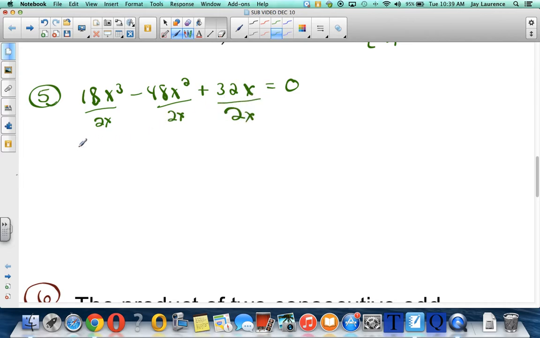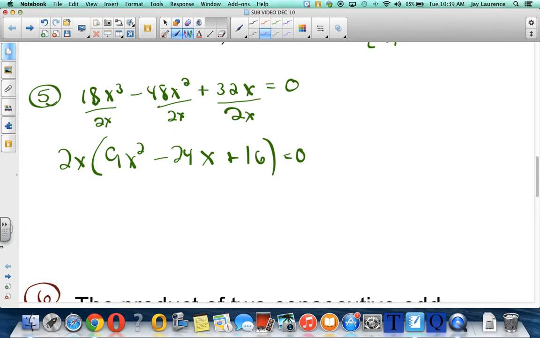So I'm going to pull a 2x out front. And I'm going to have a 9x squared minus 24x plus a 16. That's going to equal 0. Now, inside the quantity, I can do my ABC thing, or I can do a perfect square trinomial. I'll do it both ways for you.